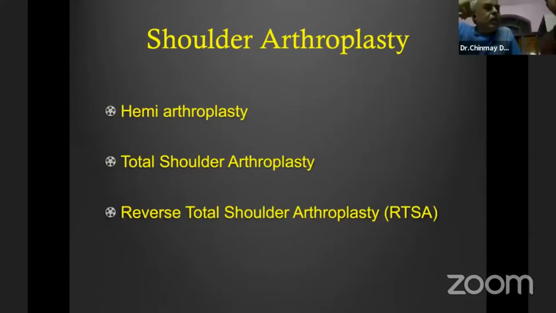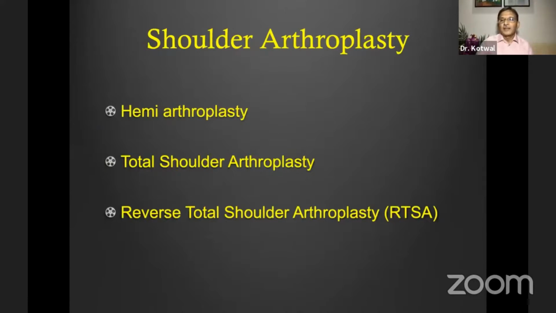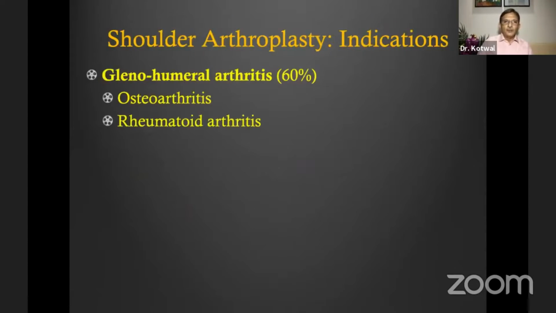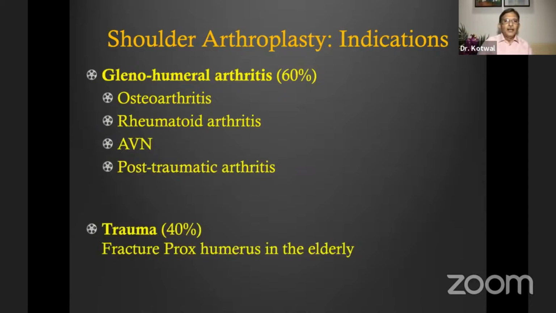Shoulder arthroplasty can mainly be divided into three types. One is the hemi-arthroplasty, the second is the total shoulder arthroplasty, and the third is the reverse total shoulder arthroplasty. The main indications for arthroplasty of the shoulder would be pain, severe loss of function, and end-stage arthritis, which can be because of osteoarthritis, rheumatoid arthritis, avascular necrosis, or post-traumatic arthritis. However, trauma has now also become an important indication, particularly comminuted proximal humerus fractures in the elderly with osteoporotic bones.